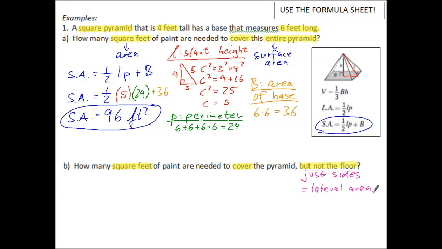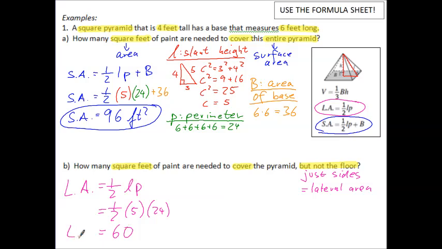The formula for the lateral area is on the formula sheet as well. The lateral area is 1/2 times L times P. We have already found these parts in the previous part of the problem, so let's just plug them in. 1/2 times 5 times 24. 1/2 times 24 is 12, times 5 is 60. The lateral area is 60, and again, square feet is the unit.